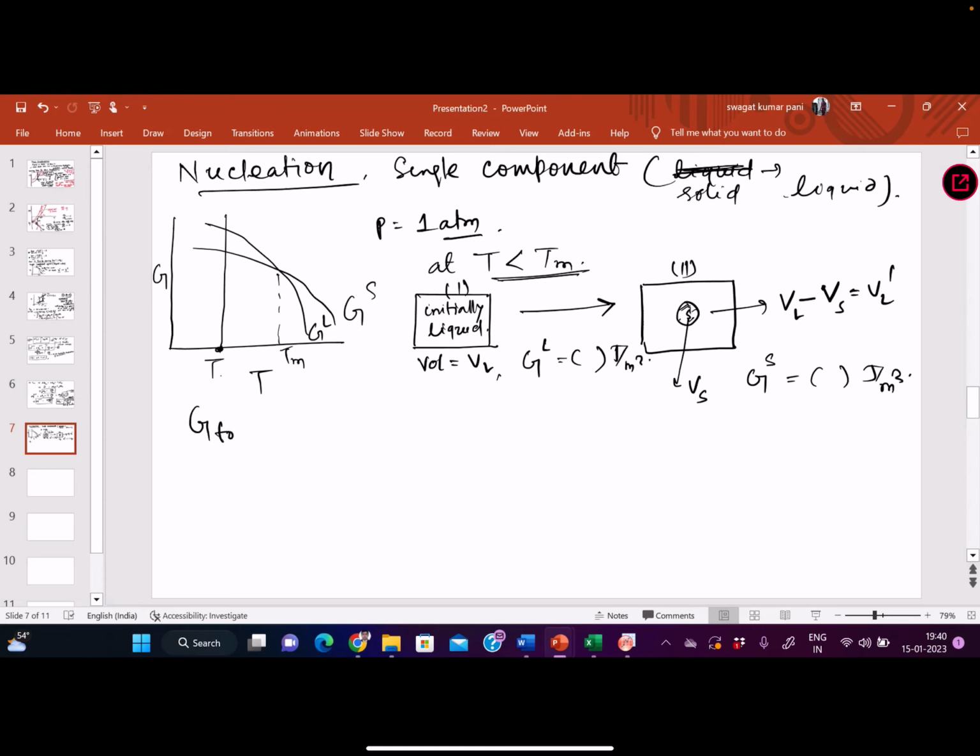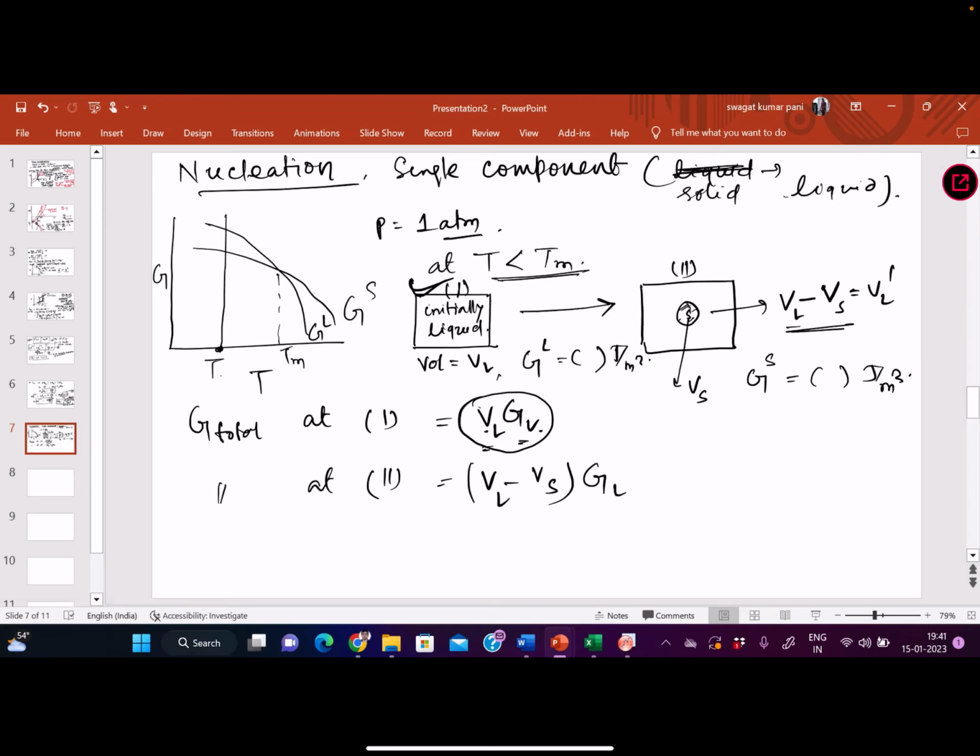Okay, so what is the total free energy at 1, that means at this point? That is VL into GL, the total volume of liquid into the volume free energy. That is the initial free energy, total free energy at state 1. So G total at the second state, what is that? Volume of liquid, that is VL minus VS, because some solid has formed here, into free energy of liquid plus volume of solid into free energy of solid.